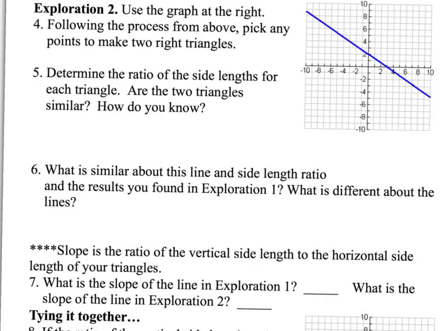All right, so let's look at part number 2. Use the graph on the right, follow the process from above, and pick any 2 points to make 2 right triangles. So let's pick some points. We are going to use (3, 0) and let's say (0, 2), and we'll connect those. So (3, 0), (0, 2). There's one triangle.